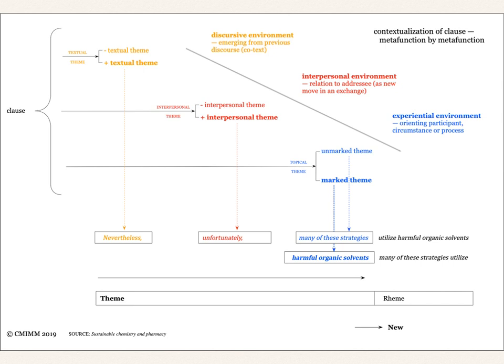For example, chronologically organized text, where expressions of time, representations of time, often turn up as marked topical themes. So in this example, "Nevertheless, unfortunately, many of these strategies utilize harmful organic solvents." We had a multiple theme, textual contribution, "nevertheless," orientation to the discursive environment. "Unfortunately," the speaker's intrusion, as it were, or writer's in this case, with his or her angle on the information to be given, undesirable in relation to the addressee, and then the choice of topical theme.